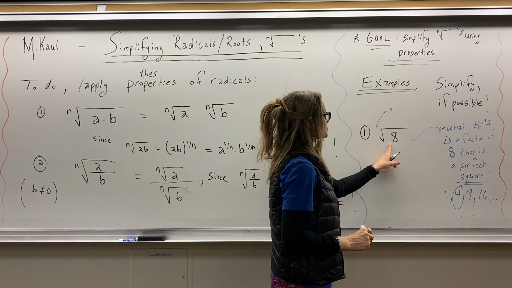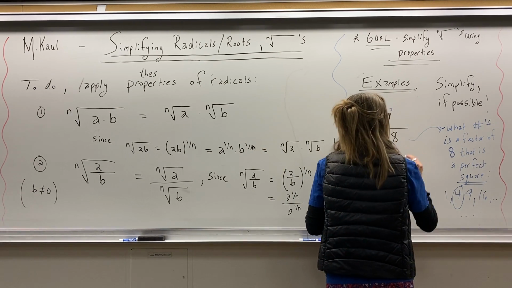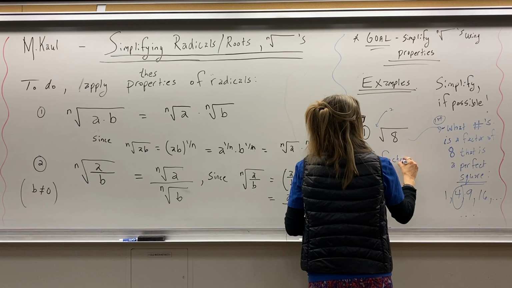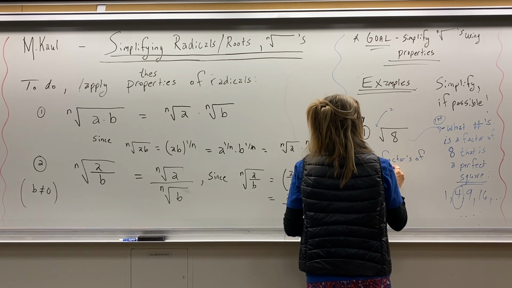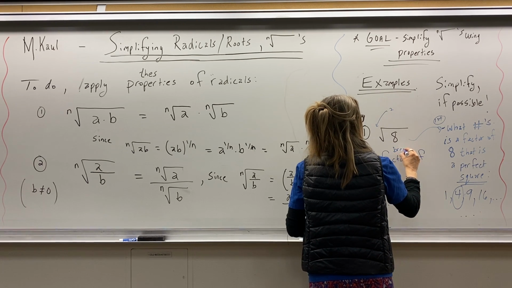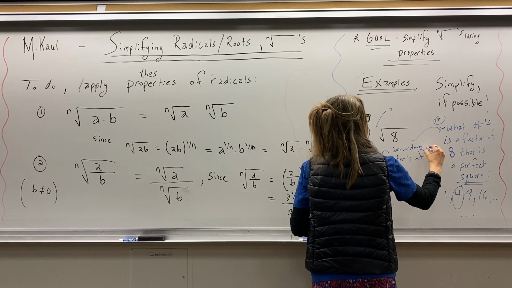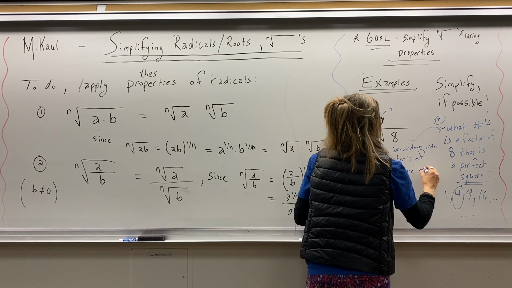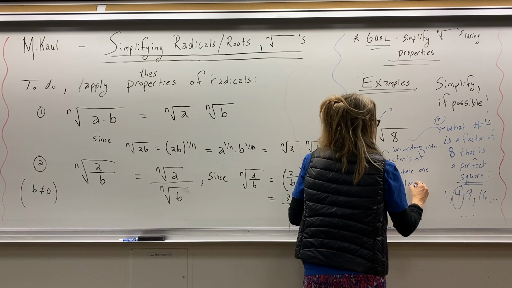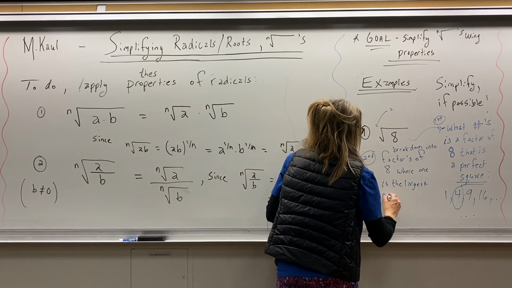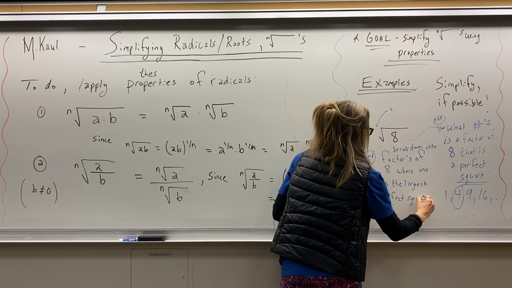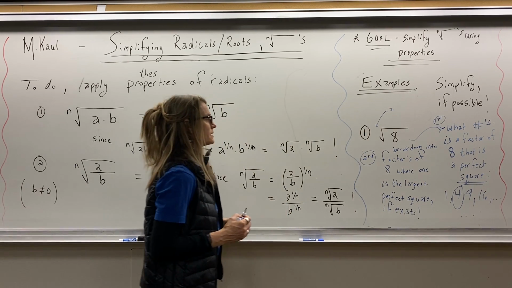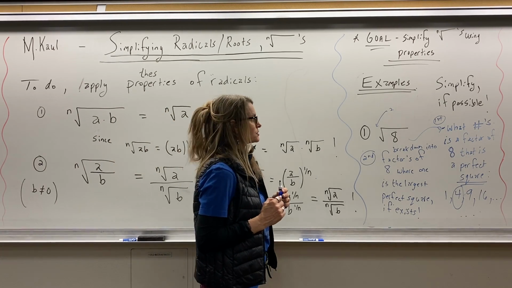So the next step is, what we want to do is break this down into factors of 8 where 1 is the largest perfect square, if it exists. So you have to remember that sometimes you just can't simplify these. Okay, there's a breakdown of the thoughts in approaching these.